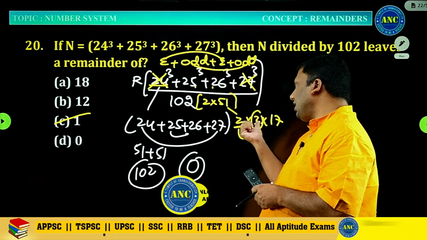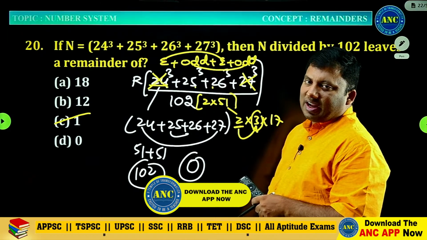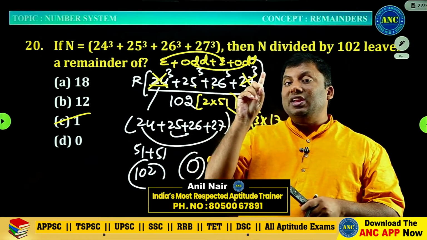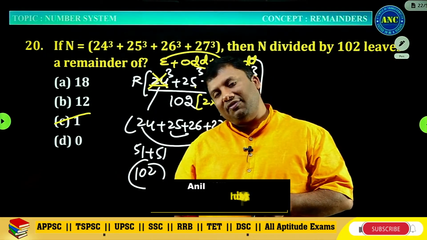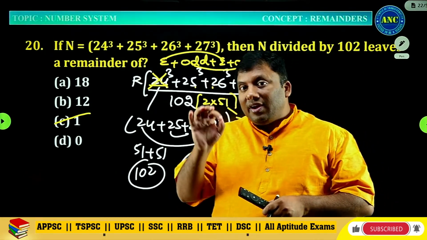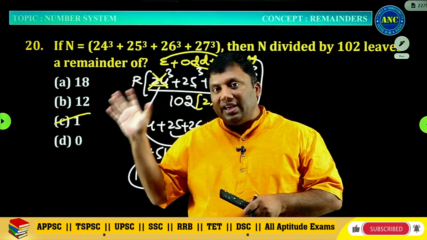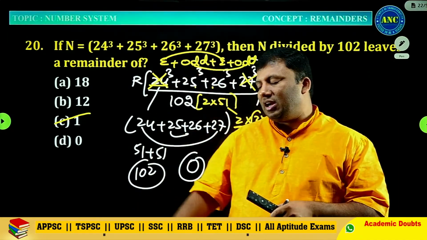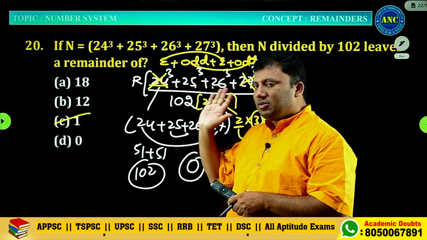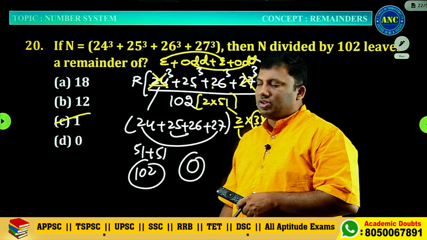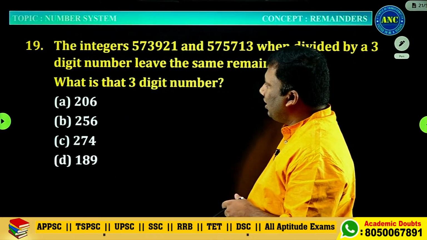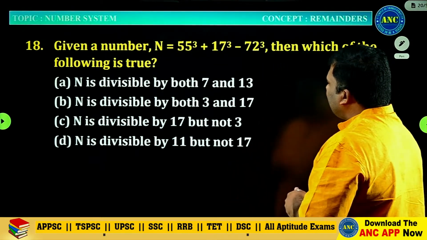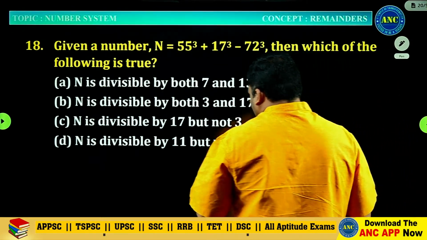If you are stuck here, go to 17. a power n plus b power n is divisible by a plus b if n is odd. A1, A2, A3 till An, if they are in arithmetic progression and the power is an odd number, it is always divisible by the sum of its bases. Now see here, sir. Listen carefully.